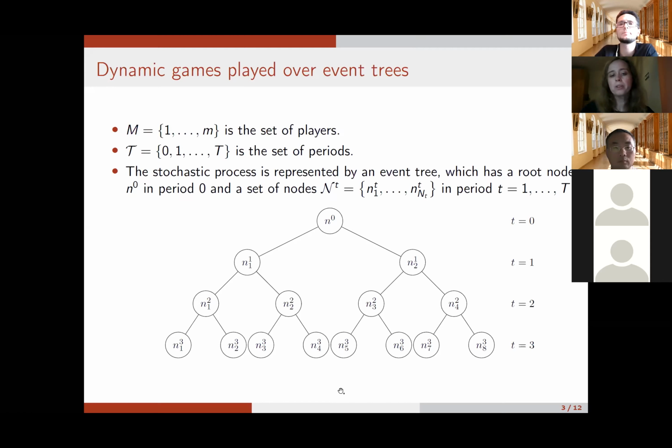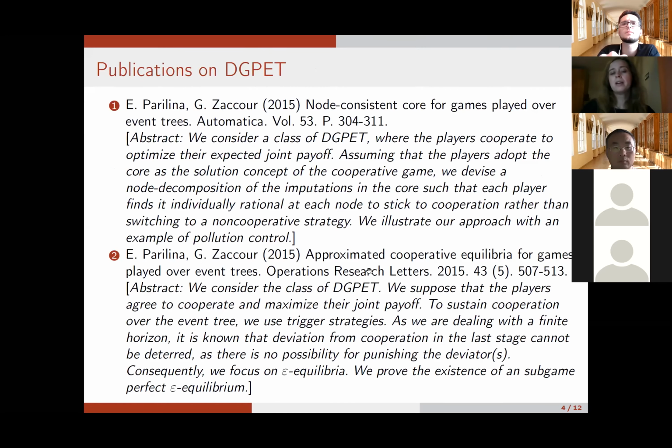On this type of games, I listed some recent results and describe what has been done in this area. In the first publication with George Zakur, we constructed a core.